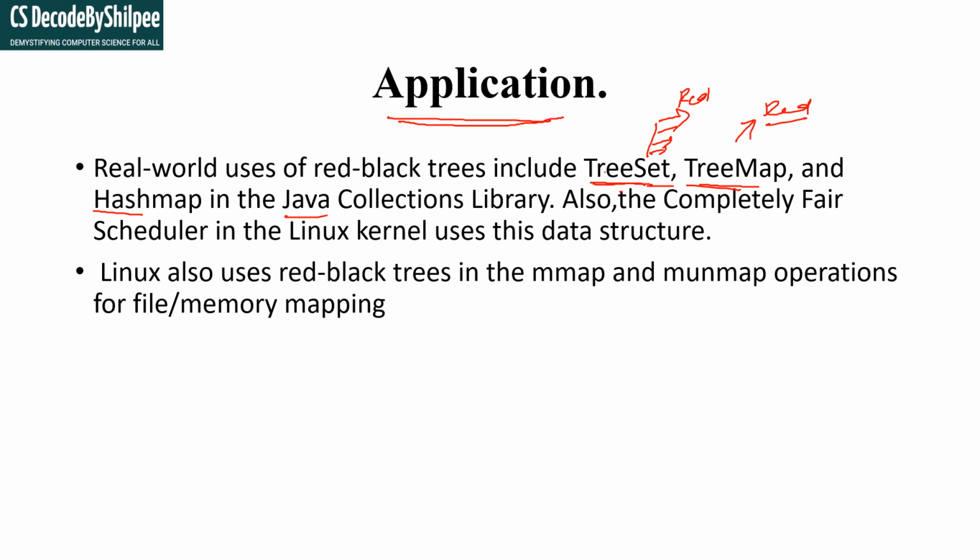Similarly, in the Linux kernel, the red black tree is also used. In Linux there are the commands mmap and munmap, where the red black tree is used. So these are the applications of the red black tree. That's all about red black tree insertion and its applications.